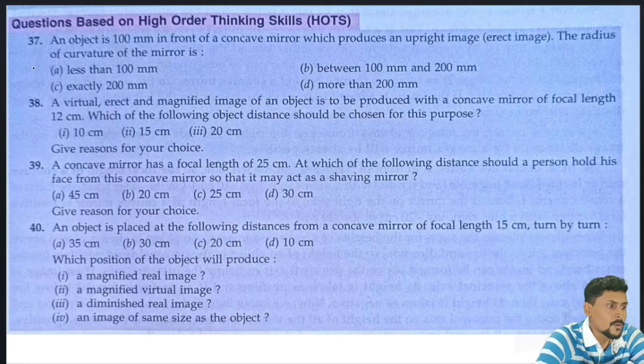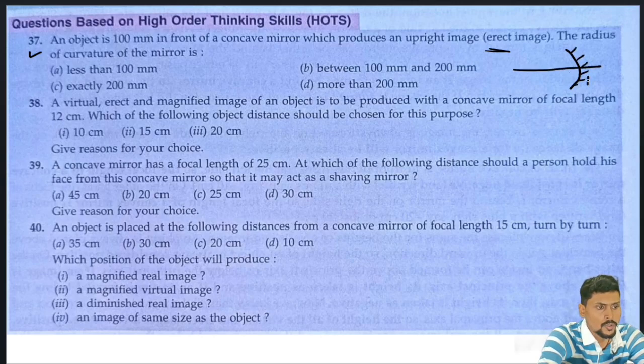So next we'll go to this question. What is the question? An object is 100 millimeter in front of a concave mirror which produces an upright image. Upright means erect image. The radius of curvature of the mirror is dash. Look, we have a concave mirror like this, with pole, focus and center of curvature. The question says an object is 100 millimeter in front of a concave mirror, so the object is 100 millimeter away from the pole of the concave mirror. And the image produced is an erect image.